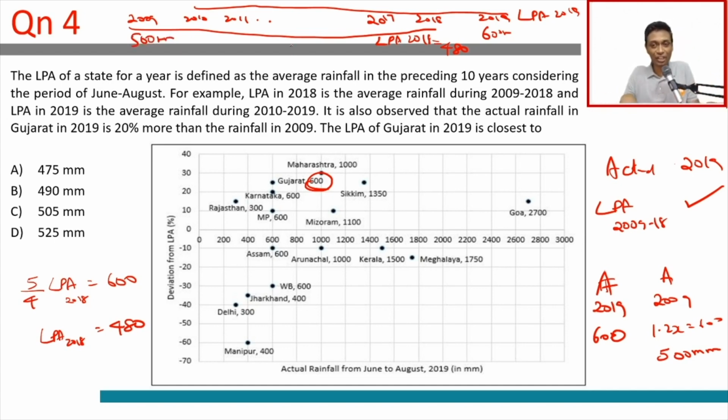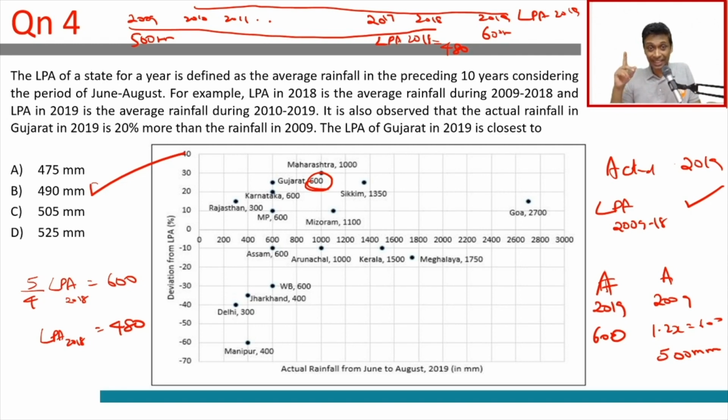Now the average change, how is it going to change? Because you're taking out 2009 data and adding in 2019 data. Instead of having 500 millimeters in the mix, you're having 600 millimeters in the mix. So you're adding 100 millimeters to the total. But LPA is average over 10 years. So the total goes up by 100 millimeters. Average will go up by 10 millimeters. LPA till 2018 is 480. LPA in 2019 should be 490.